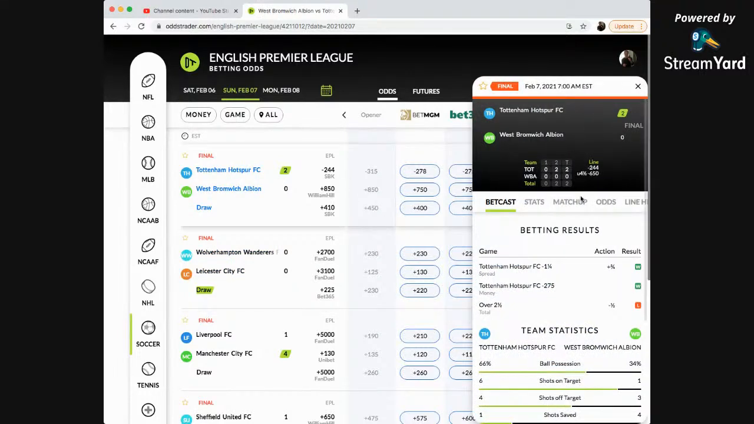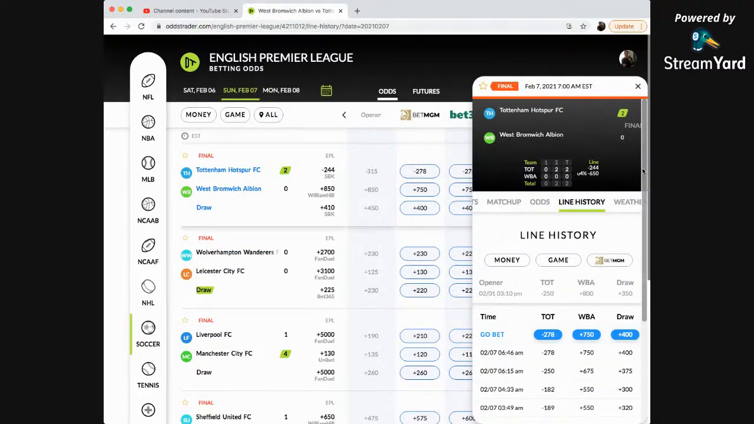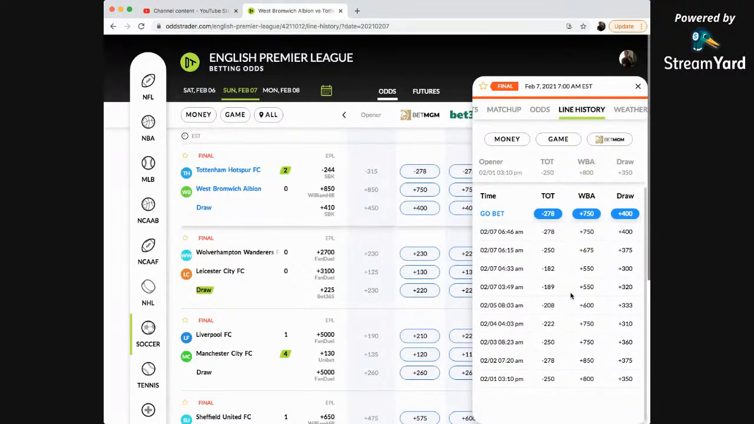Let's keep us rolling and see where we're at. Okay, line history here. All right, Tottenham moves from minus 250 up to minus 278, so that would favor them, right? That's the line movement we want to see and want to focus on, because the line got less attractive. That means more money is being put here, more sharp money here. So let's see if we can eliminate these other two. 800 goes to 750. So that line became more attractive.